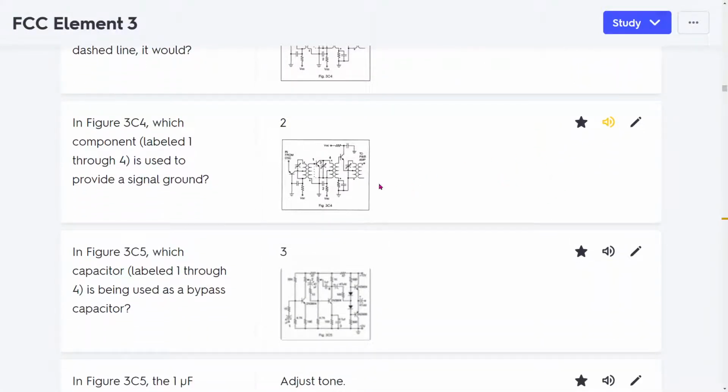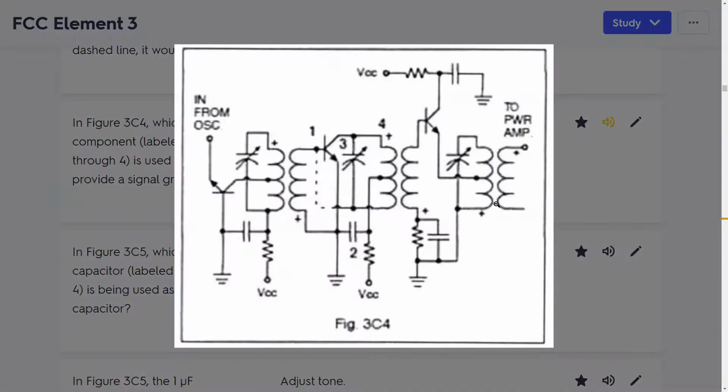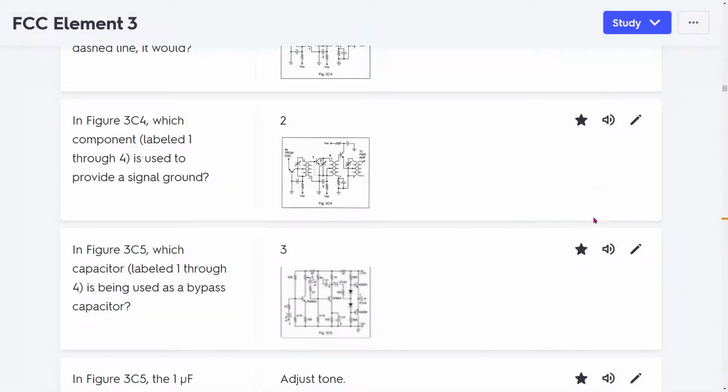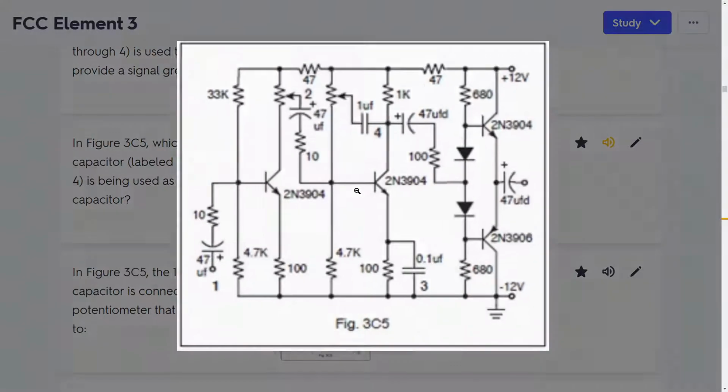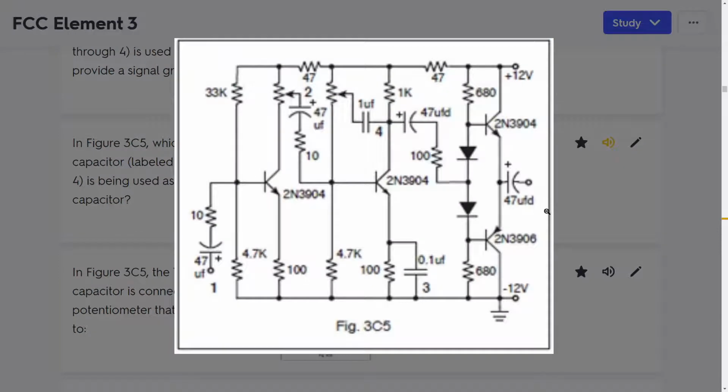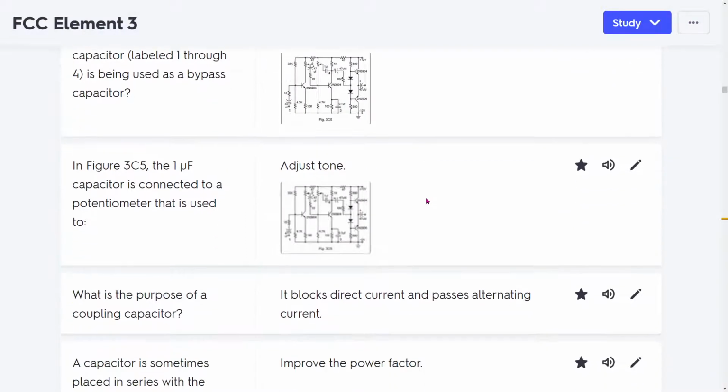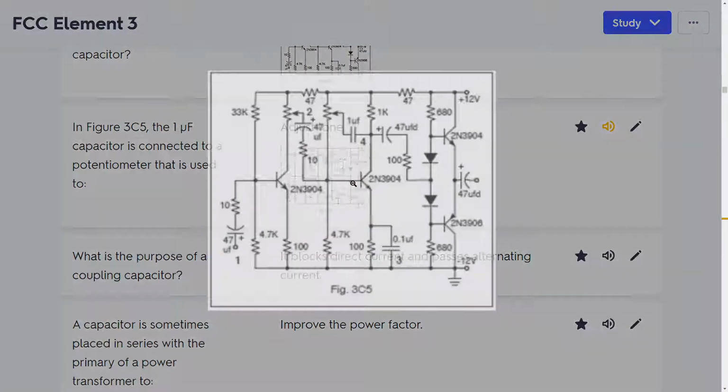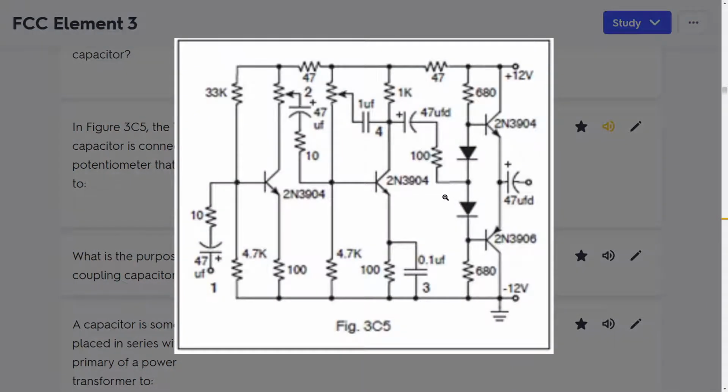In Figure 3C4, which component is used to provide a signal ground? 2. In Figure 3C5, which capacitor is being used as a bypass capacitor? 3. In Figure 3C5, the 1 microfarad capacitor is connected to a potentiometer that is used to adjust tone.